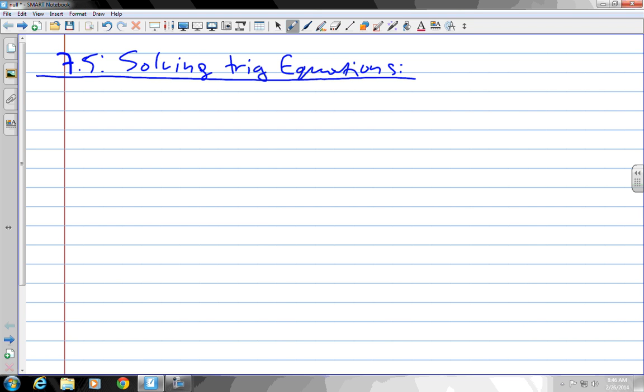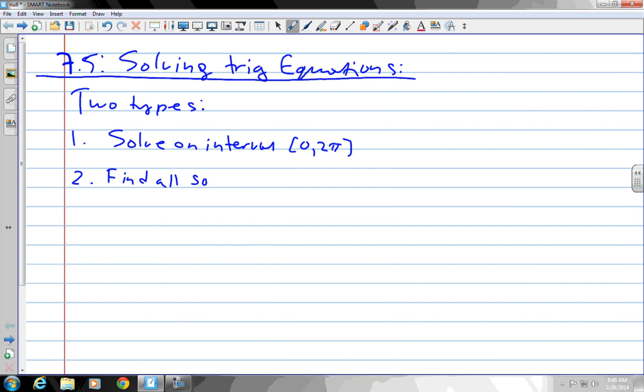So we've done this already before. We did play with some equations. So let's make it official. You'll see two types of equations. One, when you solve on the interval from 0 to 2 pi, or find all solutions. Depending on the problem, you'll know what you're looking for.